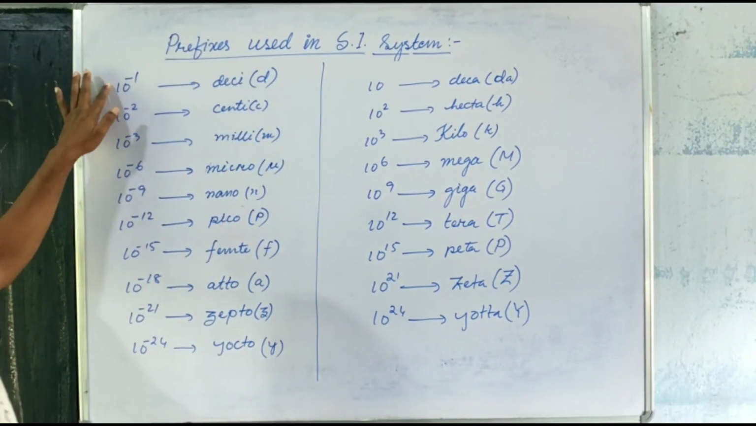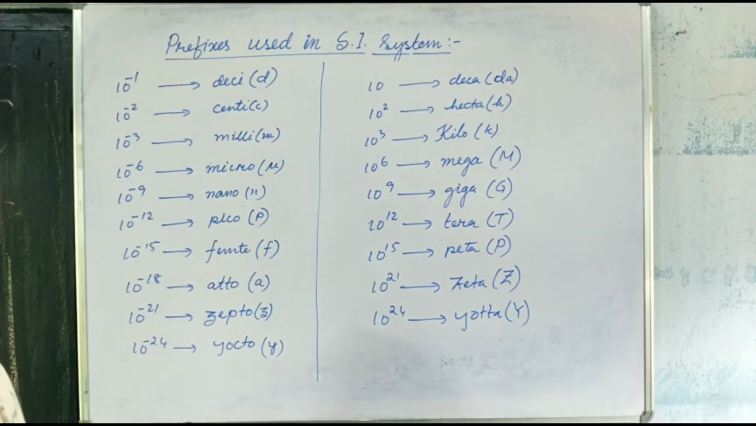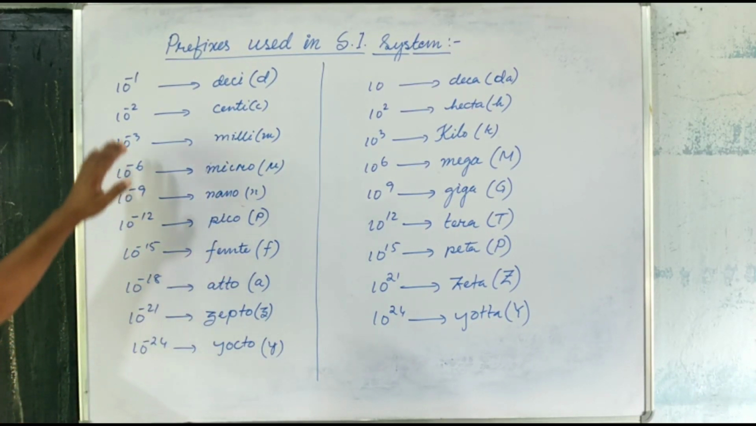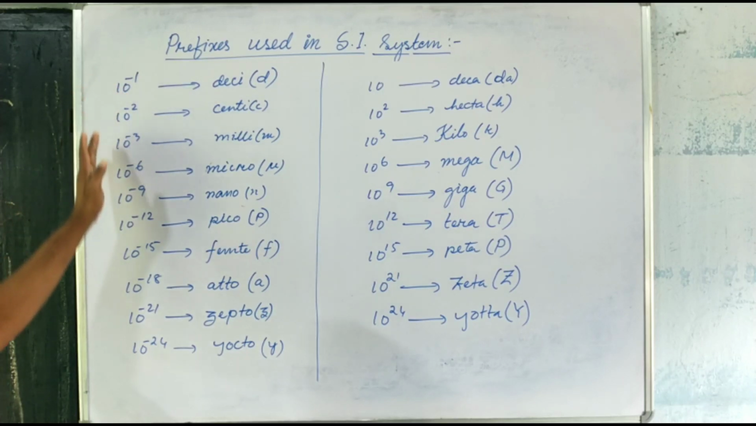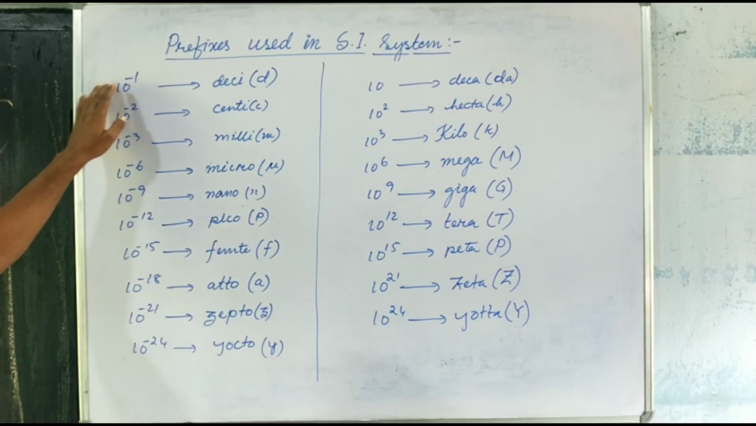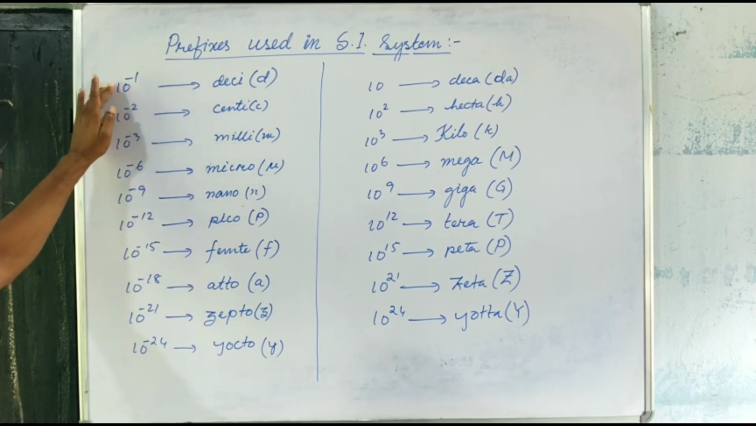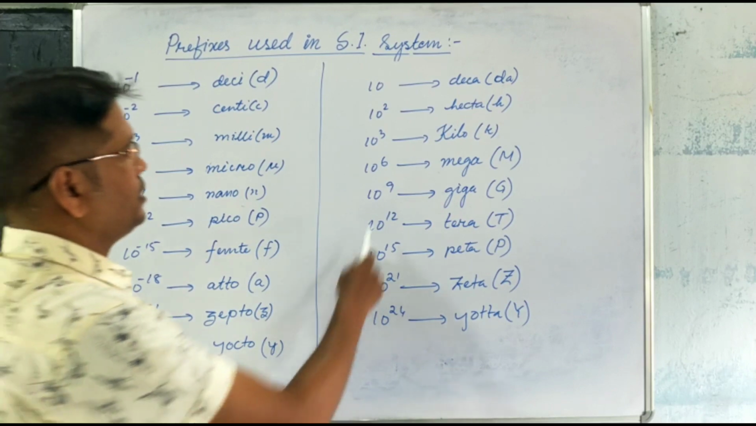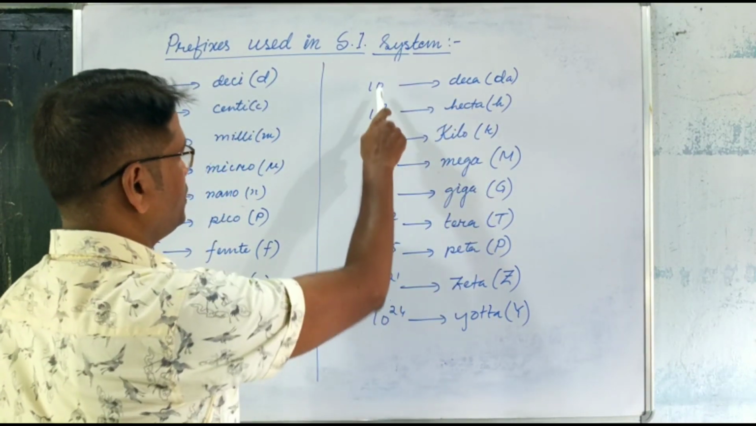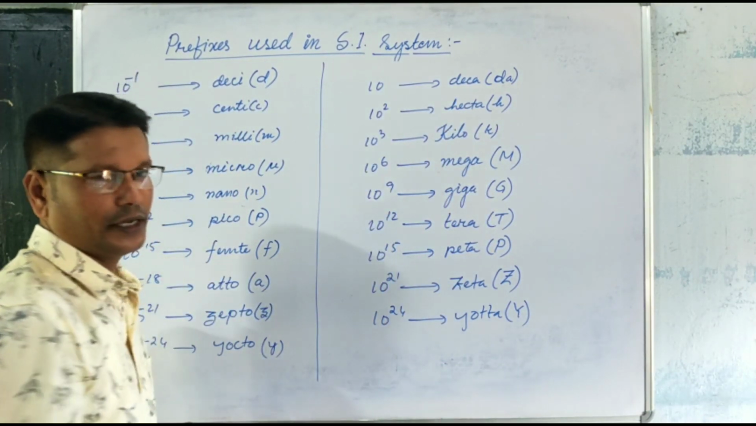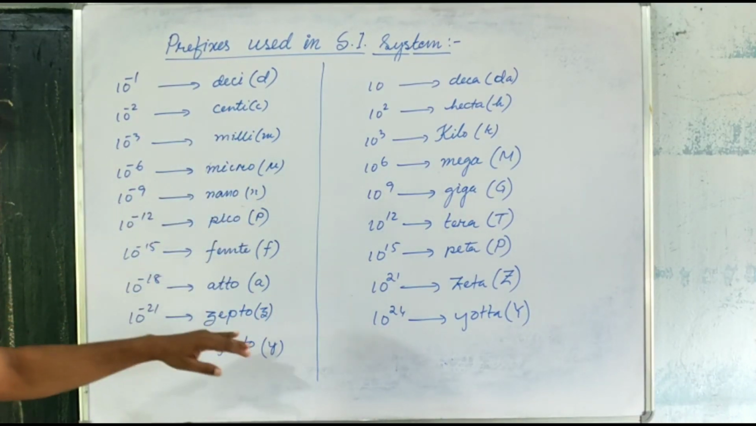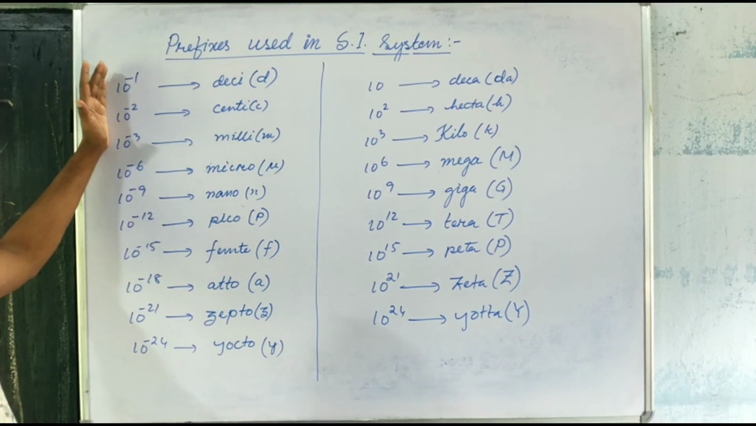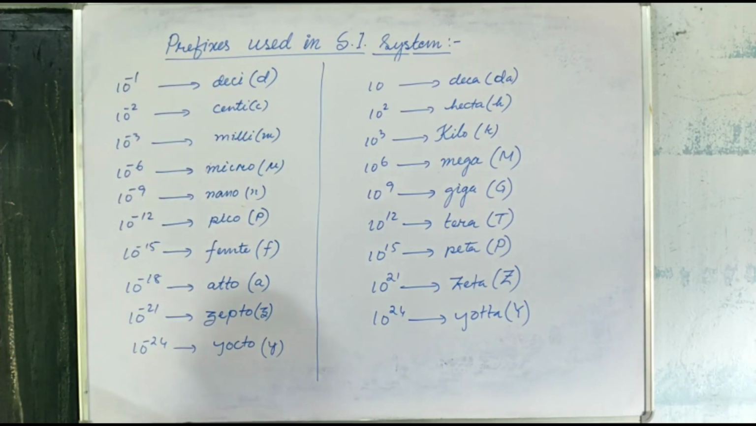So here the prefixes are written. These are the prefixes which are used in the SI system, and the prefixes are expressed in terms of the power of 10. There are some prefixes which are expressed in negative power of 10, and there are some prefixes which are expressed in positive power of 10. So these are the prefixes. Here we have written the power of 10 and the name of the prefixes.